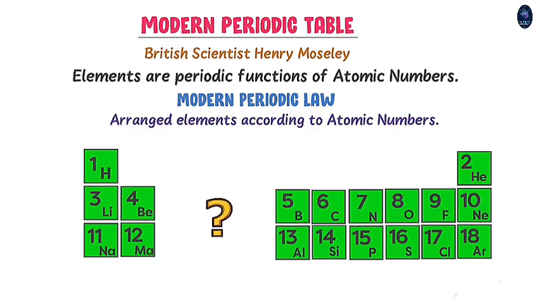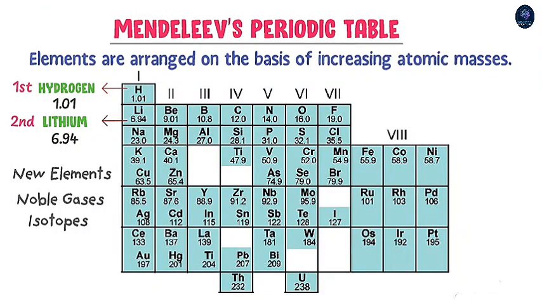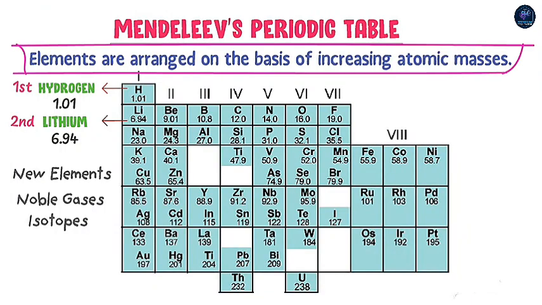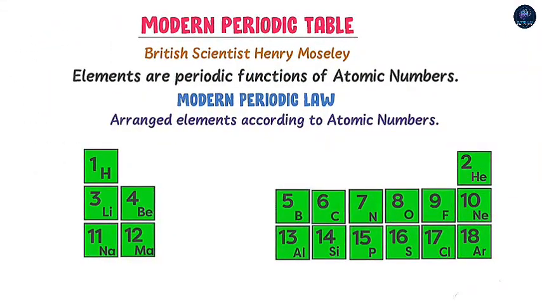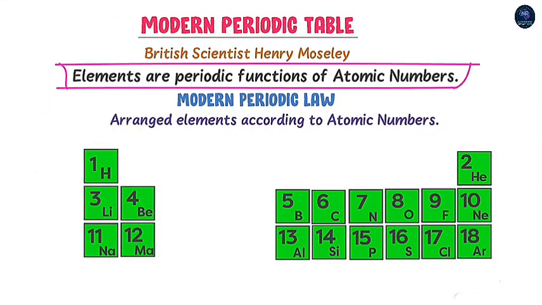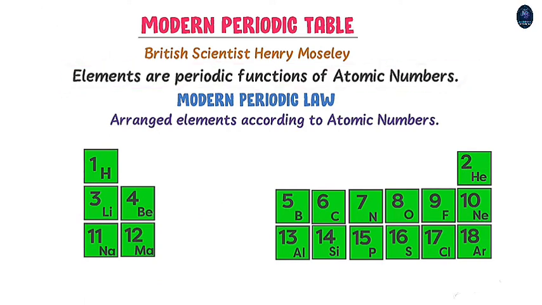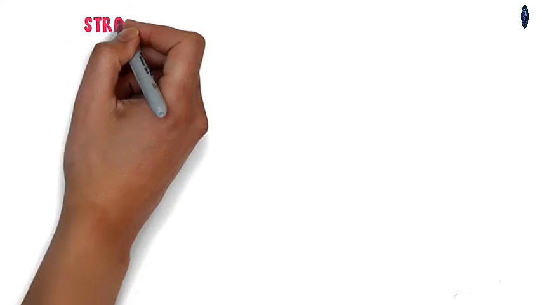Now, what is the main difference between Mendeleev's periodic table and the modern periodic table? Well, Mendeleev arranged elements on the basis of increasing atomic masses, while in the modern periodic table, elements are arranged on the basis of increasing atomic numbers. Also, we will study some other parameters of the modern periodic table. For instance, why Moseley didn't place helium just after hydrogen and placed it here? Or why do we have such a strange shape of the modern periodic table?